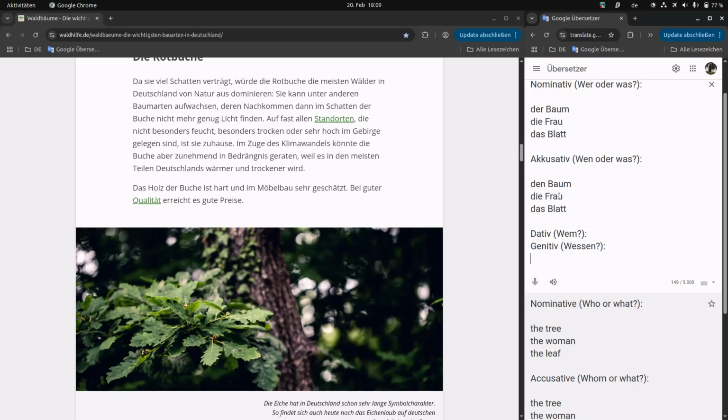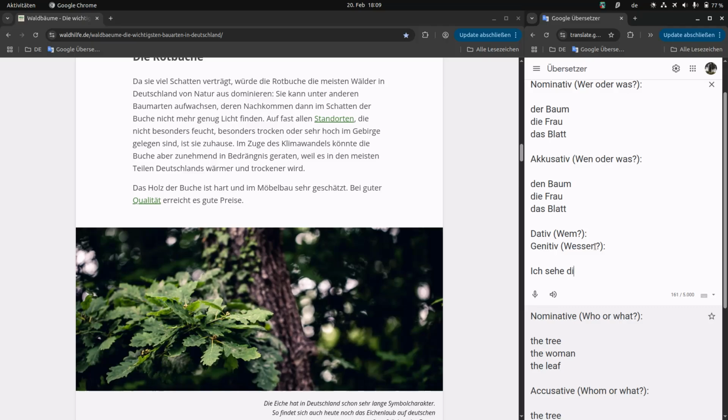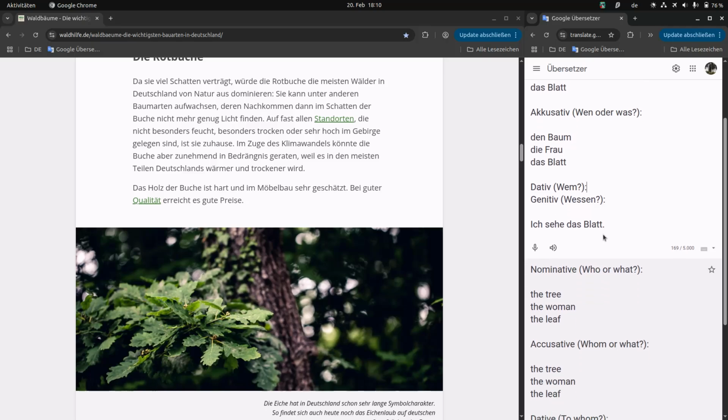Then we have die Frau. Ich sehe die Frau. It's the same. Nothing changes. And then we have ich sehe das Blatt. Keep in mind that in a lot of cases, the neutral form das takes on the masculine form, but in some cases, especially in the plural forms, I believe it also changes to the feminine. I don't necessarily know too much about it, so don't blame me if that's wrong, but I think in some cases at least it is true.